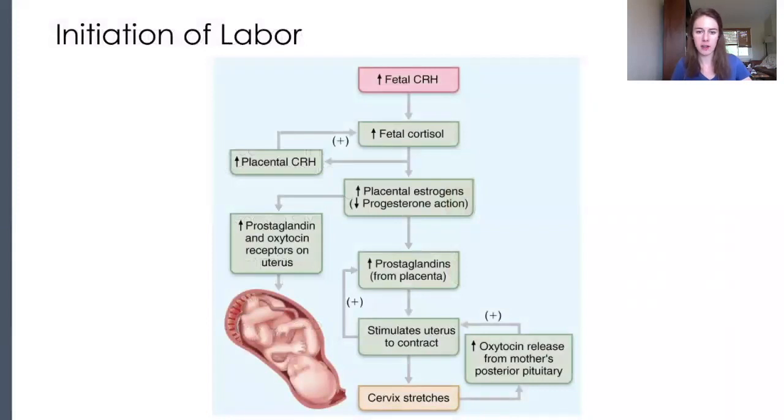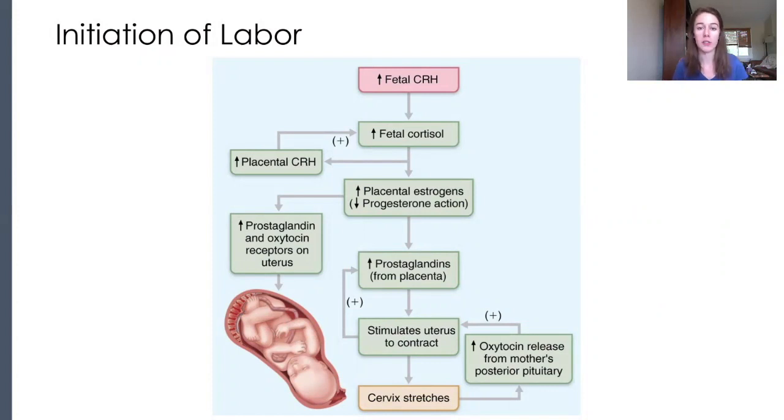The initiation of labor. So this is going to be brought about by triggers from the fetus. So the fetus is going to control most of this because the fetus essentially knows when it's ready to be born. This is going to be caused primarily by an increase in corticotropin releasing hormone from the fetus, which will then send signals to the mom for all of these other things to happen.